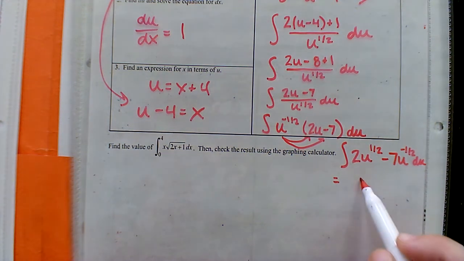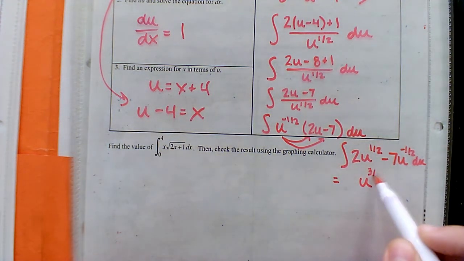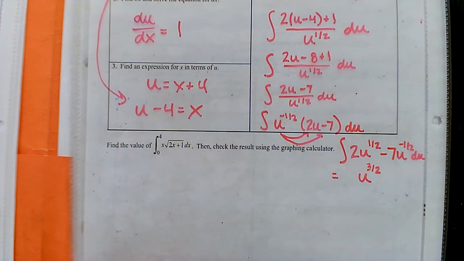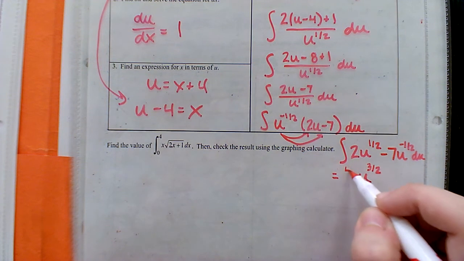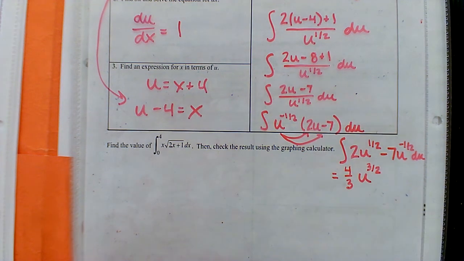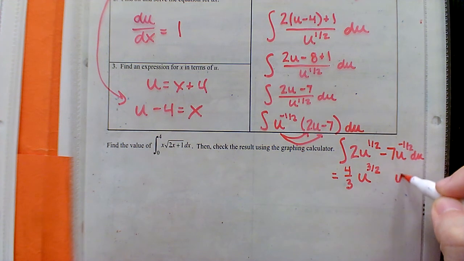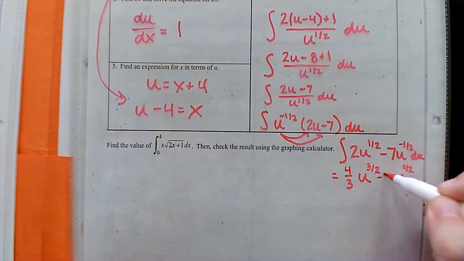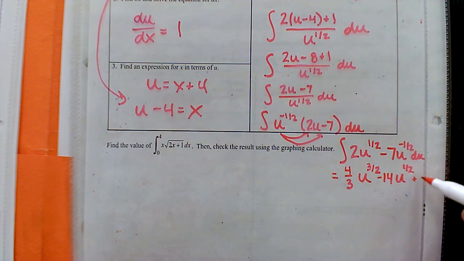All right, so let's add 1 to the power, and we'll divide the coefficient by the new power. So 2 divided by 3/2, we'd have 4/3. And then if we add 1 to the next power, that would be 1/2. Negative 7 divided by 1/2 is a negative 14. And let's not forget the plus c.